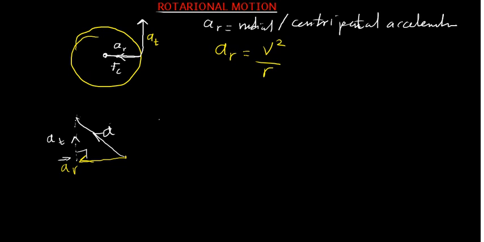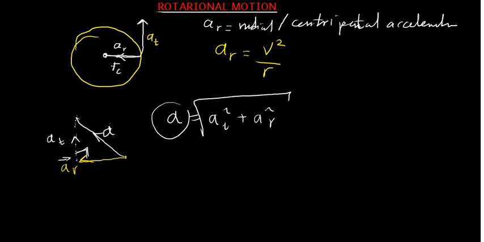So we see that the sum of the accelerations can be gotten using the Pythagoras theorem. We can see a right angle here, and the hypotenuse squared is equal to the sum of the two sides squared, and then we take the square root. So the magnitude of the total acceleration is given by the tangential acceleration squared plus the radial acceleration squared, and then square root that. That is how we get that, and that is what we needed to understand here.